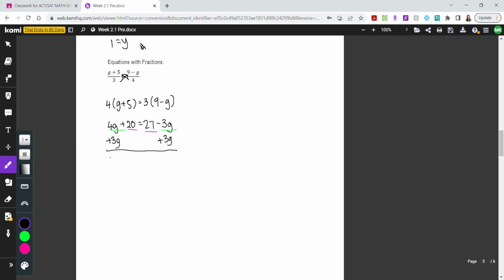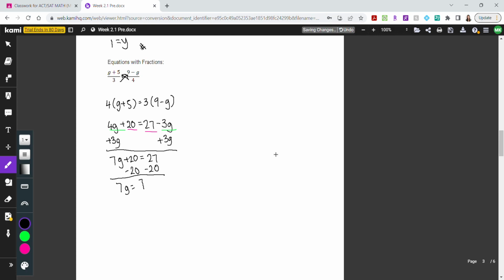So that's going to give us 7g plus 20, because we didn't do anything to it, so we're just dropping it straight down, equals 27. Same thing, didn't do anything, drop it straight down. Now I want 7g to be by itself, because in the end, I want my solution to be g equals something, right? So let's isolate 7g by itself. In order to get rid of 20, we need to subtract 20 on both sides of the equation, right? Because we want 20 to equal 0. From there, we get 7g equals 7.